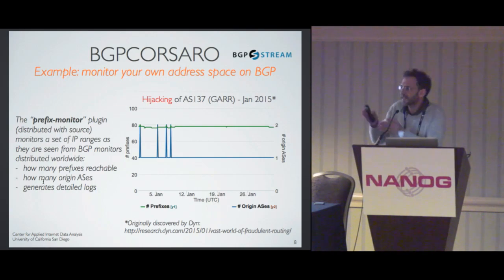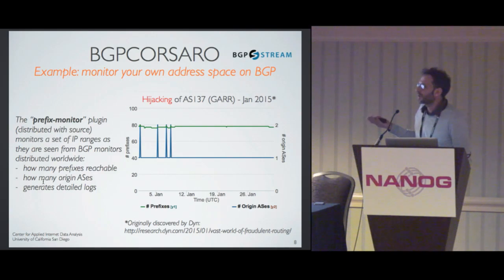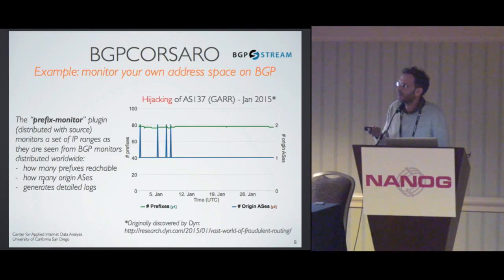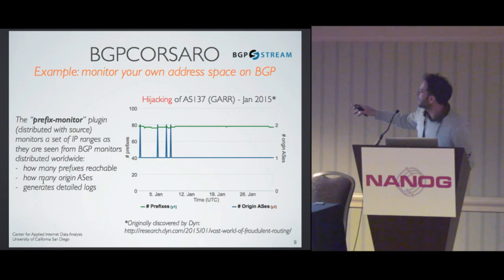And this is done at every time bin. So if you configure it to work every minute with time bins of 1 minute, every minute it will dump some statistics. The other information that it will dump is how many ASs are announcing prefixes that overlap with the address range given as input. And of course, it will also dump some raw logs that you can use later for analysis. So what you see here in the graph is an example of probably a hijacking event.